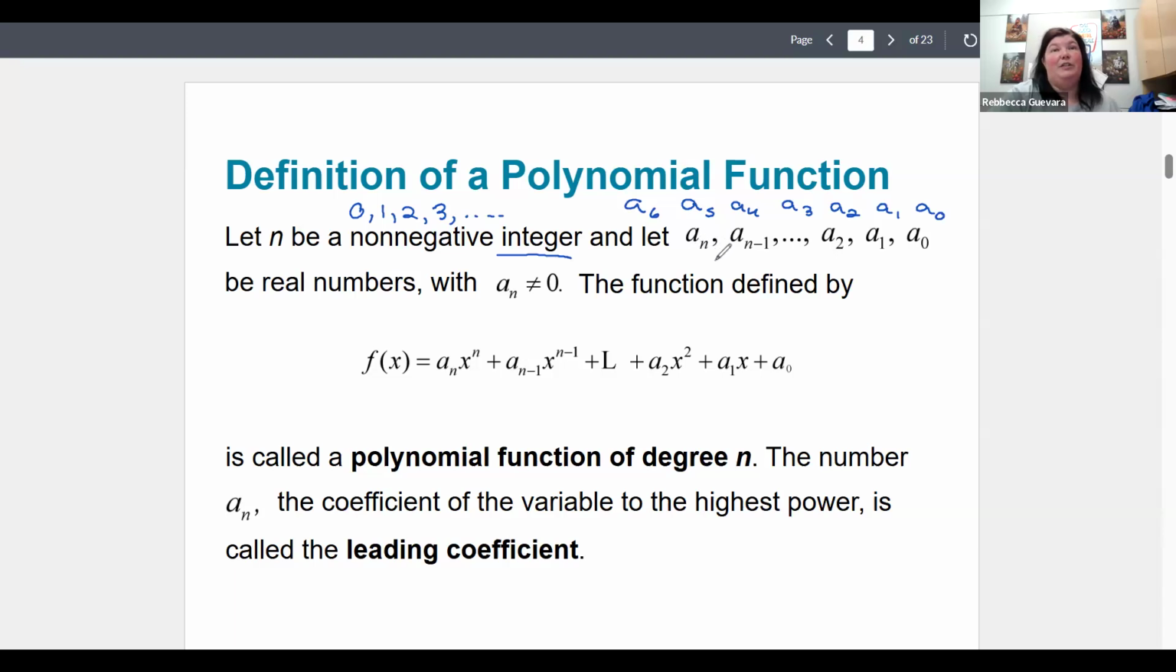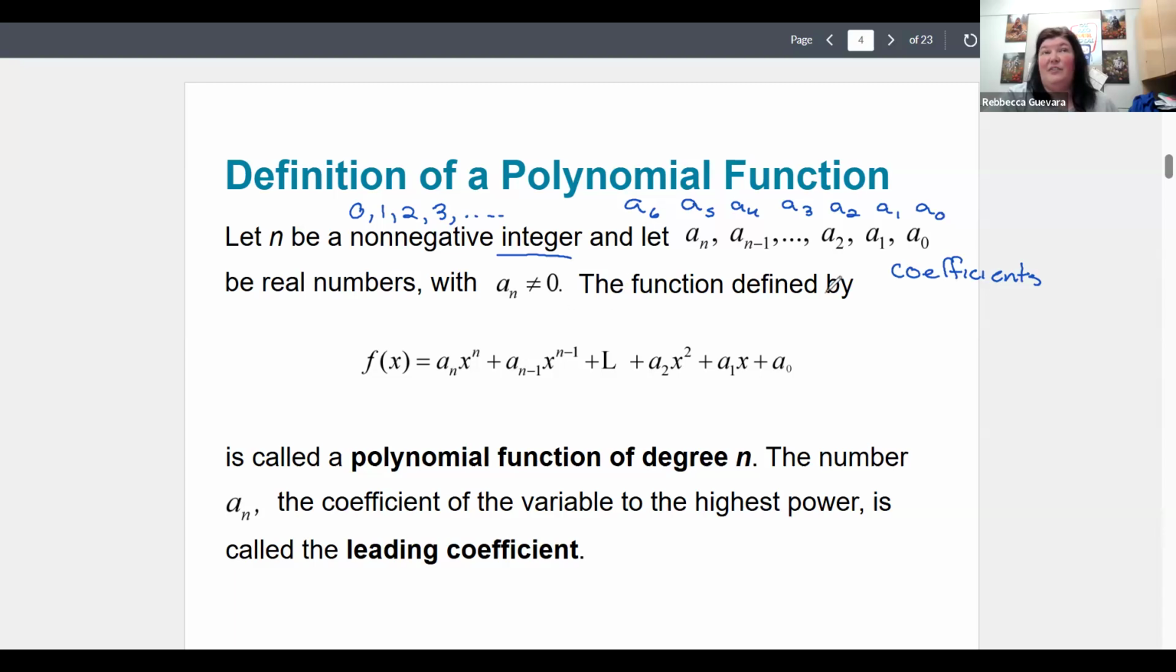But these are going to be real numbers. They're going to be coefficients. They're going to be real numbers, and the first one cannot be 0, because otherwise we're just making some nonsense function at that point.